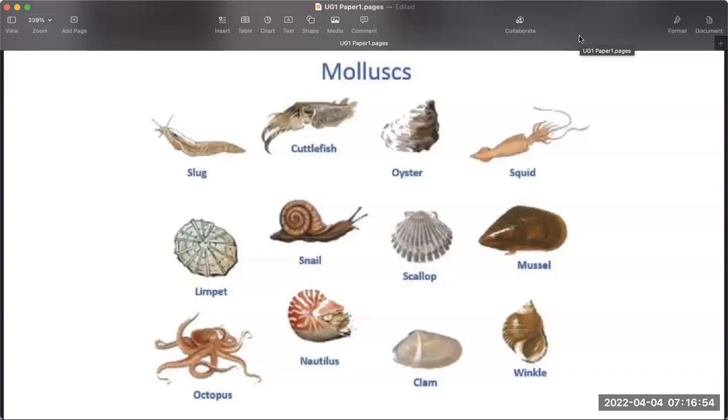Their development is direct or with metamorphosis, means direct and indirect development, both you can see in this animal. And their larva is called Veliger larva.